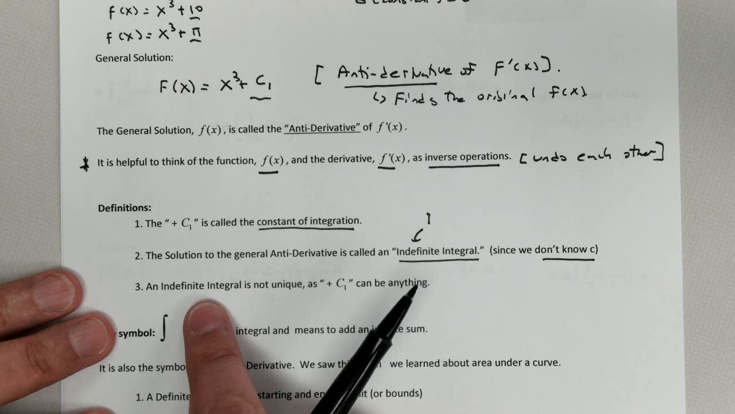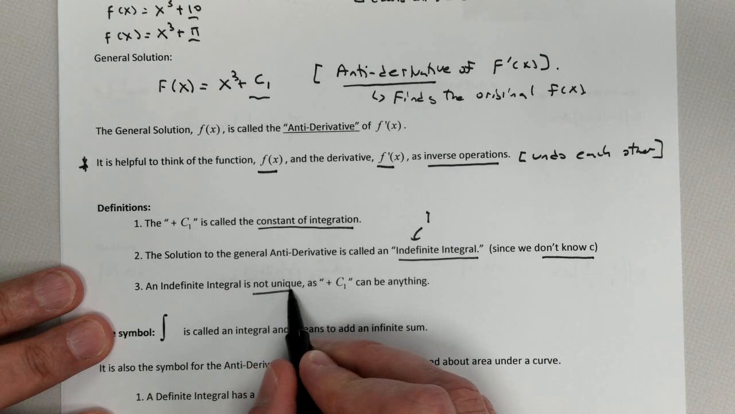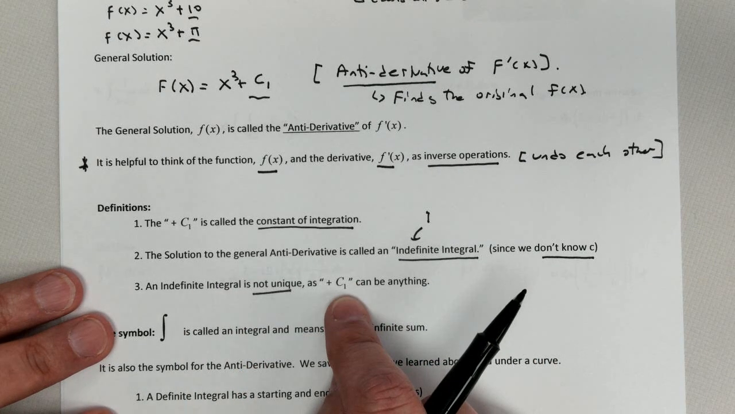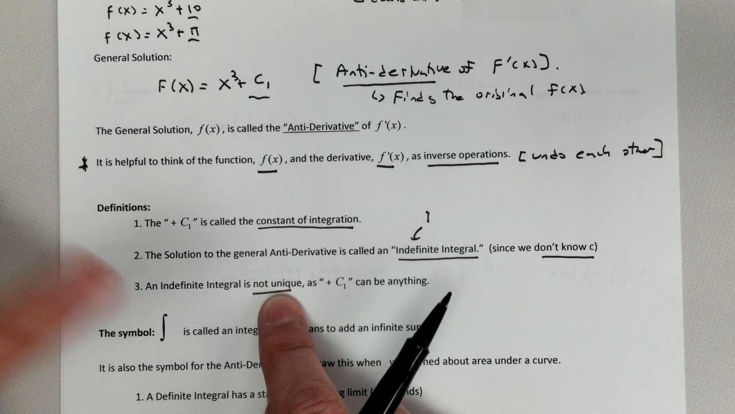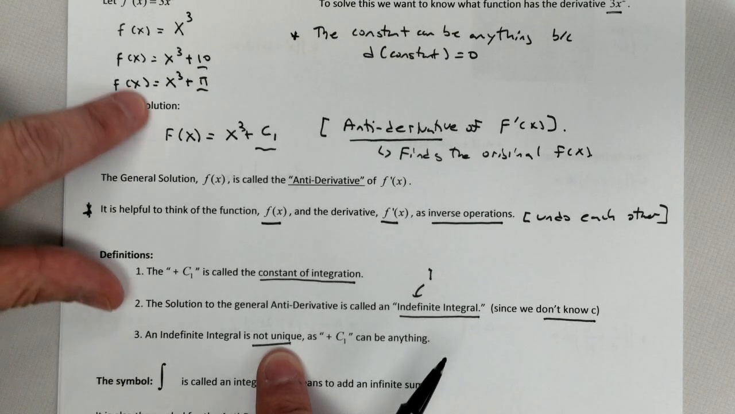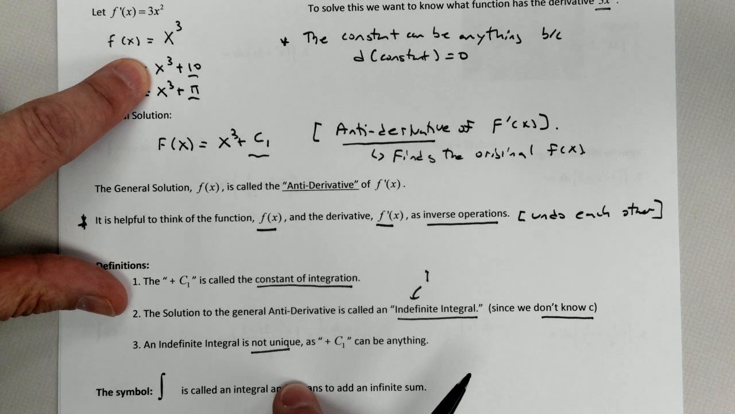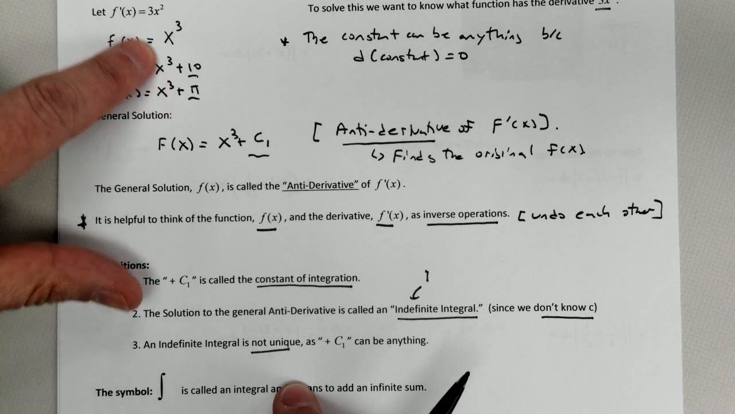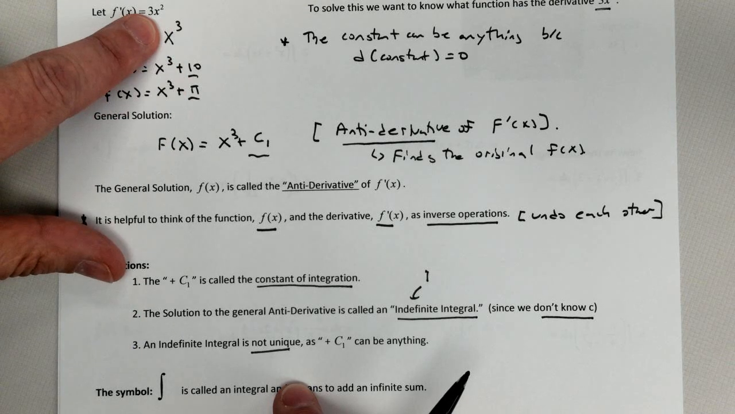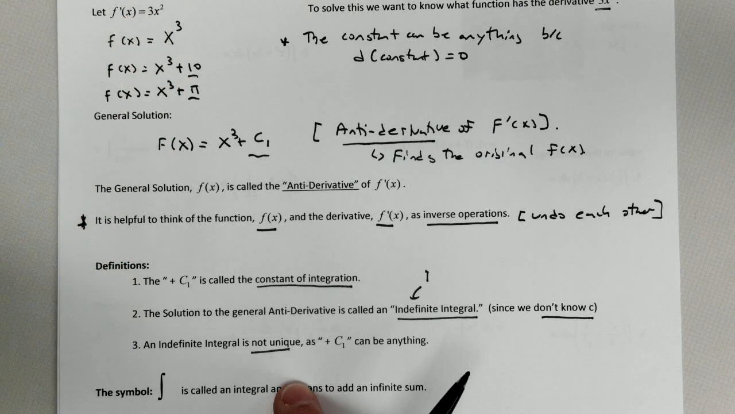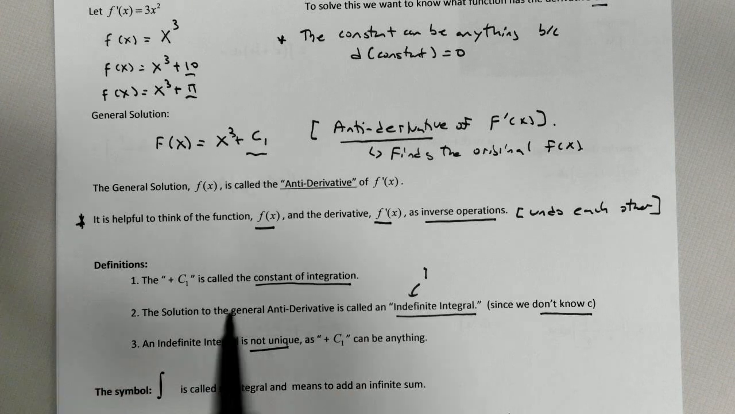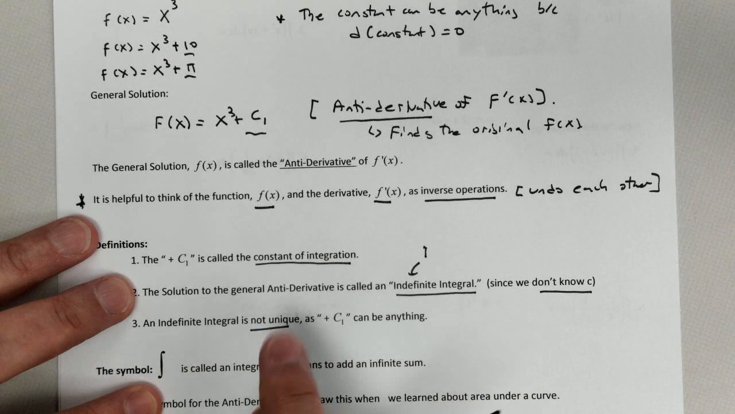The indefinite integral is what we call not unique, as that plus C could be anything. So we're going to talk a lot about uniqueness. And we saw that up here. If we notice, this x cubed, we got x cubed plus 10, x cubed plus pi. All of these have the same derivative, but they're not unique, because unique means there can only be one exact answer. And that's what it means to be unique.